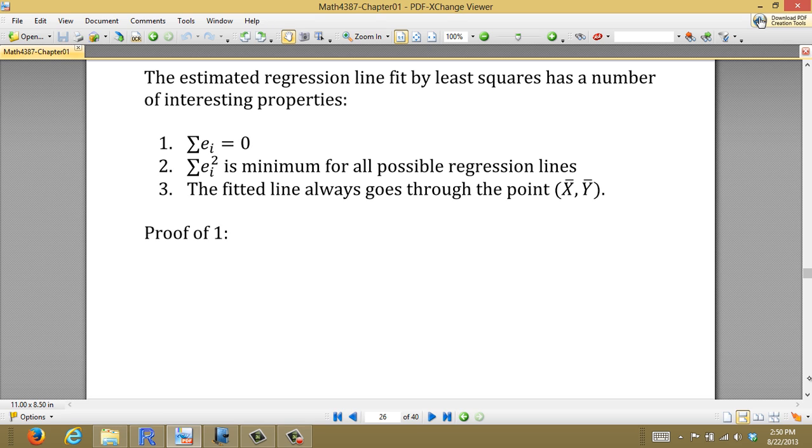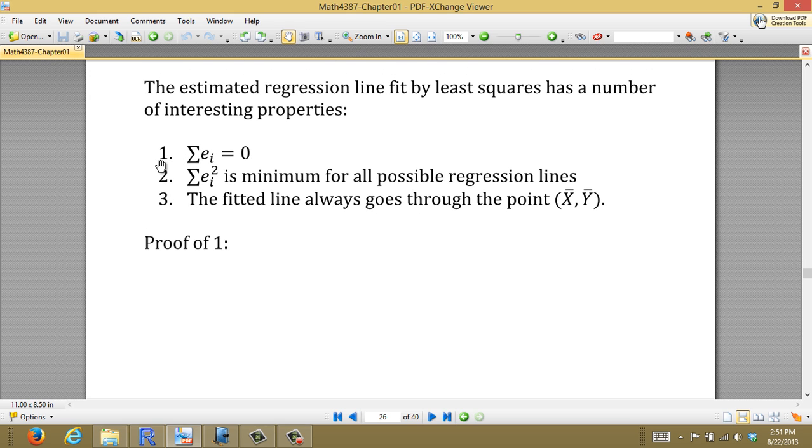Another fact about the least squares line is that the sum of the squared residuals is the minimum for all possible regression lines. And that's why these are called the least squares estimators, the least squares line, because these are the estimators of beta naught and beta 1 that minimize the sum of the squared residuals. If we remember, the whole reason that we chose these estimators was because they minimized the least squares criterion Q, which is really just this point number 2.